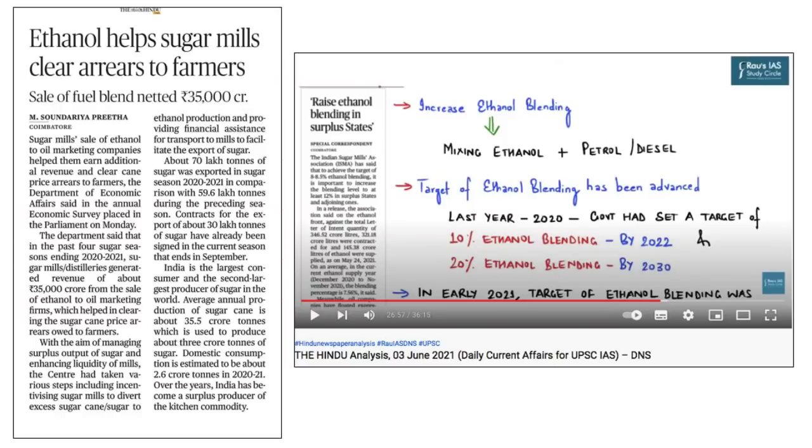On page number 10, you have another article, Ethanol helps sugar mills clear arrears to farmers. The importance of ethanol in various areas of the economy was discussed in the DNS of 3rd June 2021, just in case you need a reference for this topic. There are other topics in today's newspapers related to the economy, related to the anticipation of the budget, which will anyways be discussed in great detail by the faculty himself when he discusses the budget and economic survey with you.